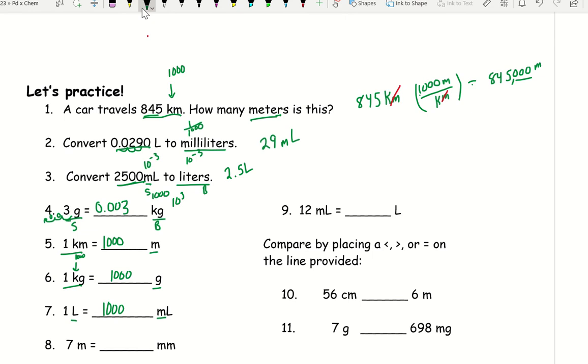So there's going to be 1,000 for each one. For each meter, there's 1,000 millimeters. So 7 meters is 7,000 millimeters. 12 milliliters, we're going from small to large units. So this number is just going to get smaller and smaller, and it's going to be smaller by a factor of 3. So you'll notice I'll need 1 0 in front of there.